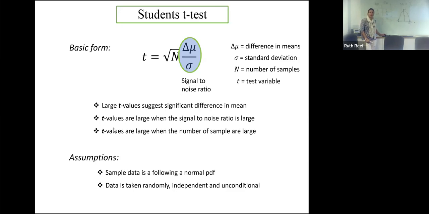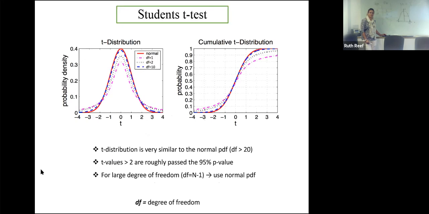And I can have t-values that are large when the number of samples is large, which is why it's always good to sample a good number of samples. It makes it easier to detect differences if they exist. If the differences don't exist, they still don't exist. But if they do exist, it's harder to get a false negative or false positive if you have a large number of samples. So let's look at the t-distribution.